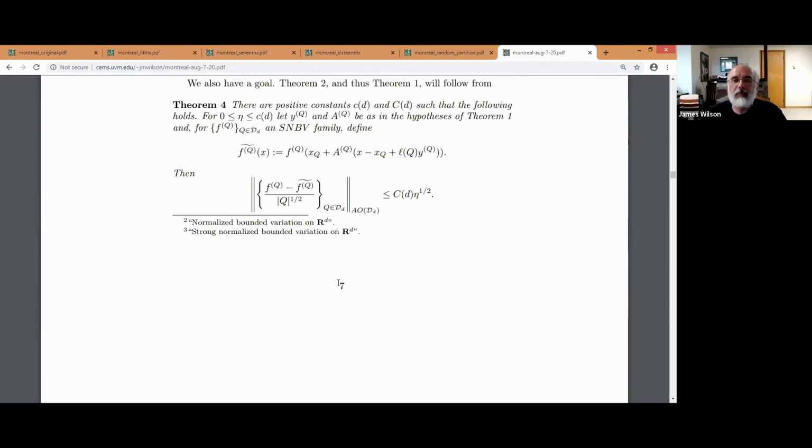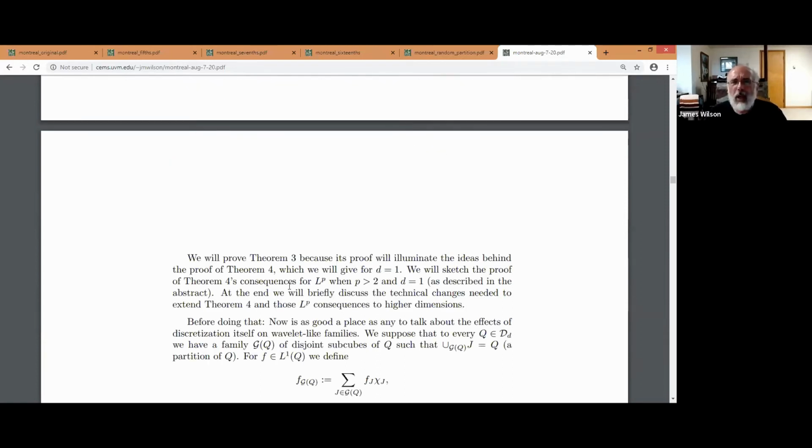And then I'll say a little bit about the consequences of theorem 4 for LP when P is larger than 2, right? Okay. And then say a little bit about what happens in higher dimensions.